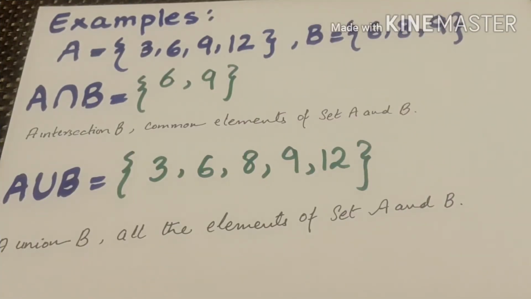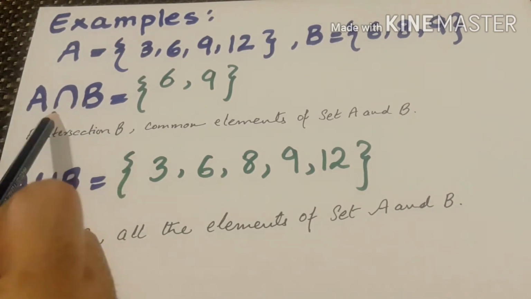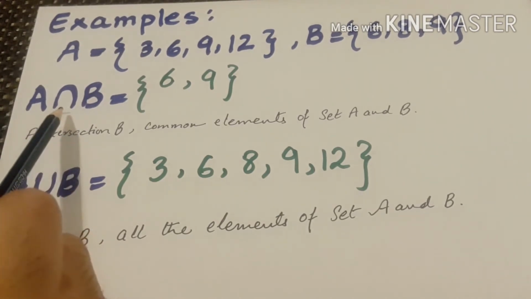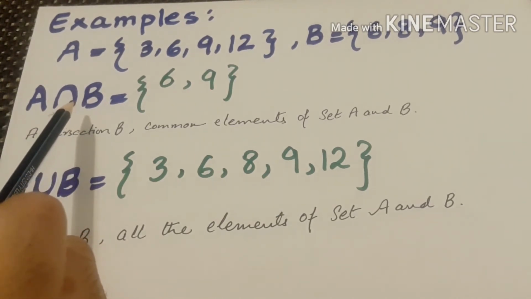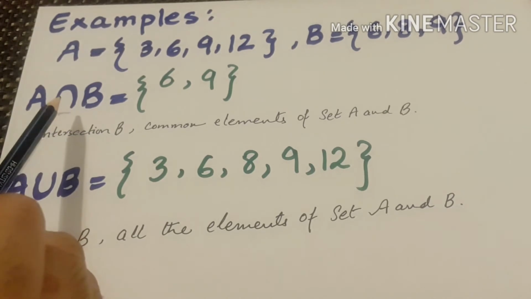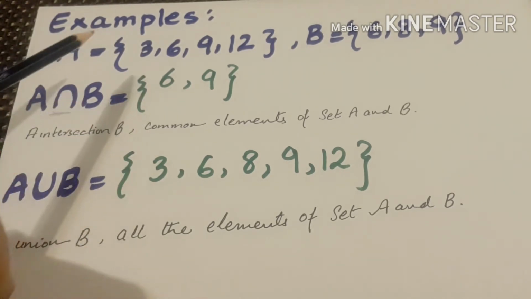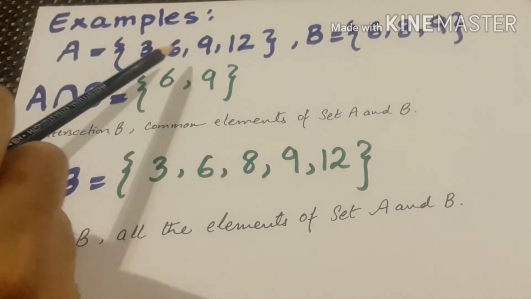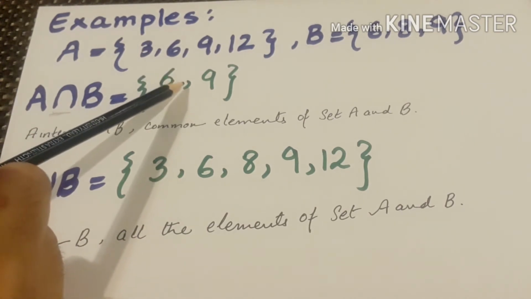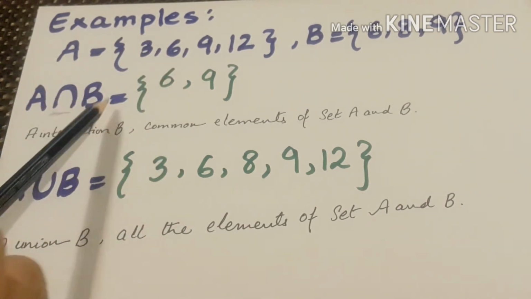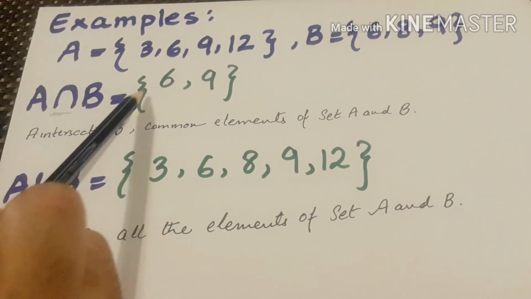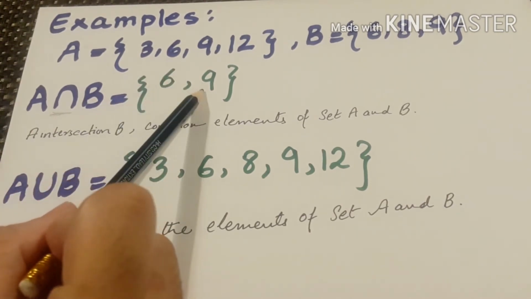A is equal to 3, 6, 9, 12 and B is equal to 6, 8, 9. They are two sets. Now we have to find A intersection B. Remember, this is the sign of intersection. What we have to do is take common elements from set A and B. Now you can see the common elements are 6 and 9. So A intersection B is equal to the set that has elements 6 and 9 from both the sets.